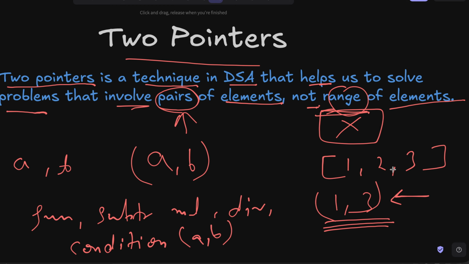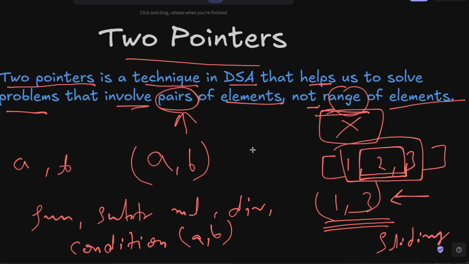But if the question says that this element is also going to be somewhat responsible for you to check the condition, then that will become a sliding window. Sliding window deals with a range of elements, not just a pair. But two pointers only deal with pairs. Sliding window is actually an extension of two pointers, like a child of two pointers, but it is used in different use cases. This is a very important difference that you need to understand between sliding window and the two pointer approach.